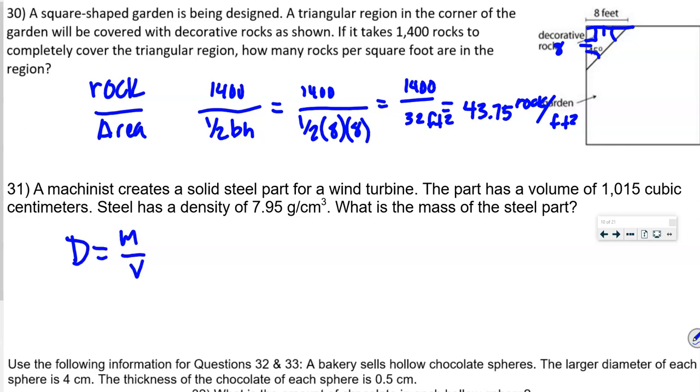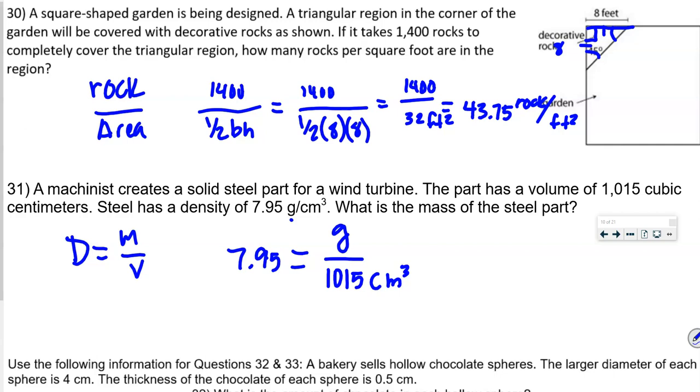So it tells us the density is 7.95, and that's going to be equal to, and it's got our volume, so we're looking for our mass, right? So we're going to look for grams because that's what's right there. Over what? The 1015, right? Because that was our, and that's centimeters cubed. Y'all see that?